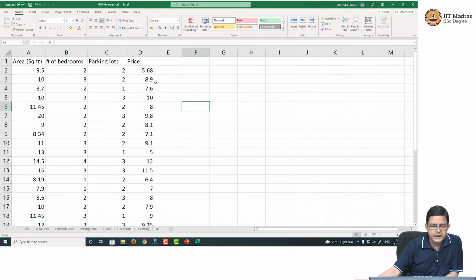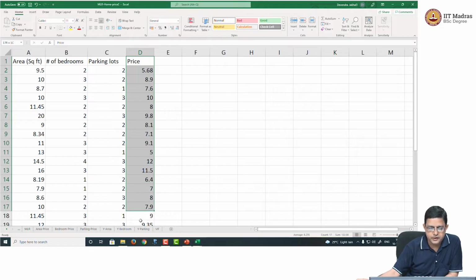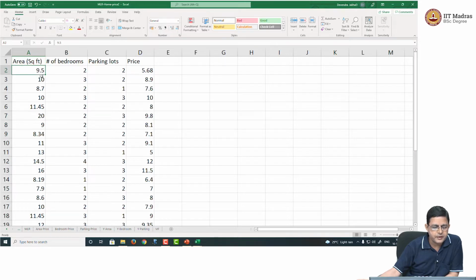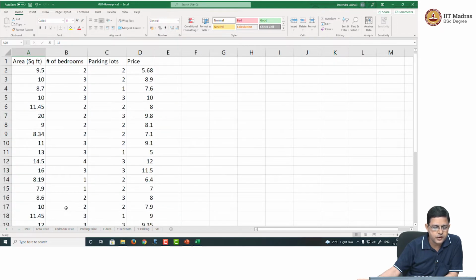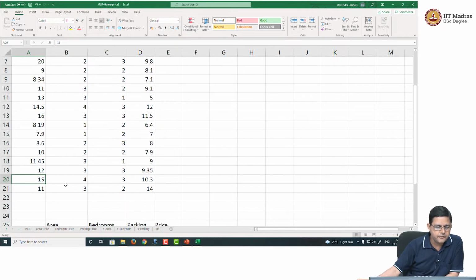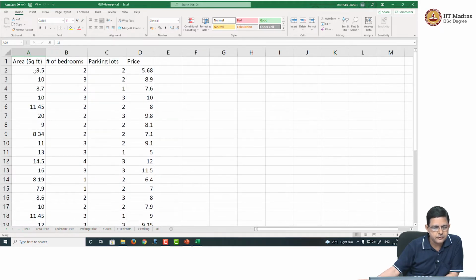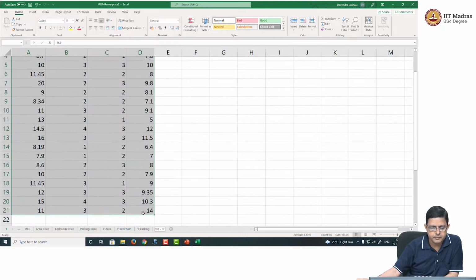So we have data for the prices of apartments in rupees, and area measured in square feet. So 9.5 actually means 950 square feet, 14.5 essentially means 1450 square feet, 11.45 means 1145 square feet, 15 means 1500 square feet, and so on. And we have data for 20 such apartments.